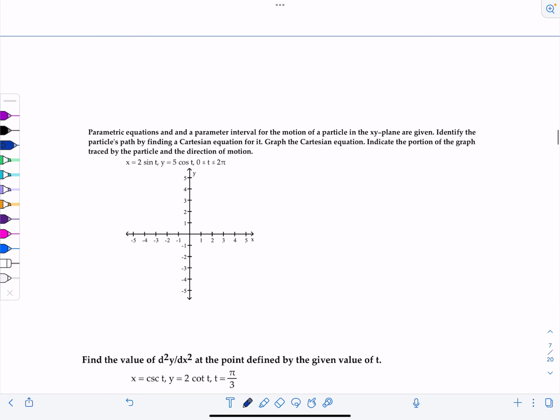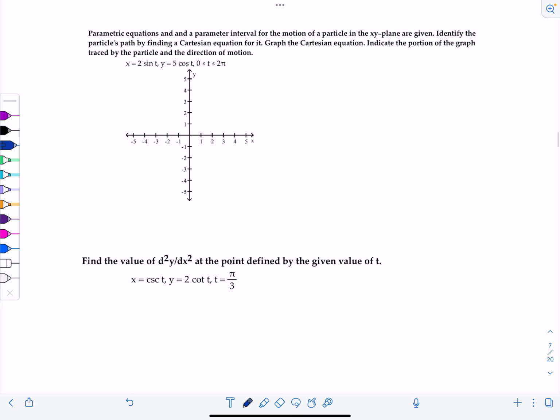Okay, how we doing? That's it for differential equations. Now we're going to move on to parametric and polar coordinates and doing calculus with them. So parametric equations and a parameter interval for the motion of a particle in the xy plane are given. Identify the particle's path by finding a Cartesian equation for it. So Cartesian, same as rectangular, just xy, okay? And then graph the Cartesian equation, include the portion of the graph traced by the particle and the direction of motion. All right, very good.